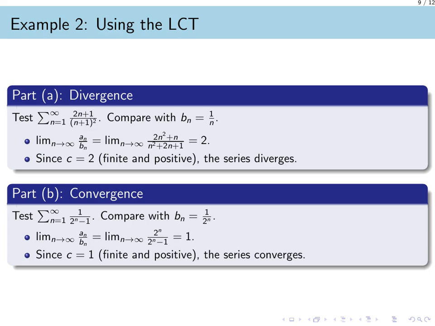First, consider the series with terms an equals the fraction 2n plus 1 over n plus 1 squared. For large n, this term behaves like 2n over n squared, which simplifies to 2 over n. So we compare it to the divergent harmonic series, where bn equals 1 over n. The limit of the ratio an over bn is 2.